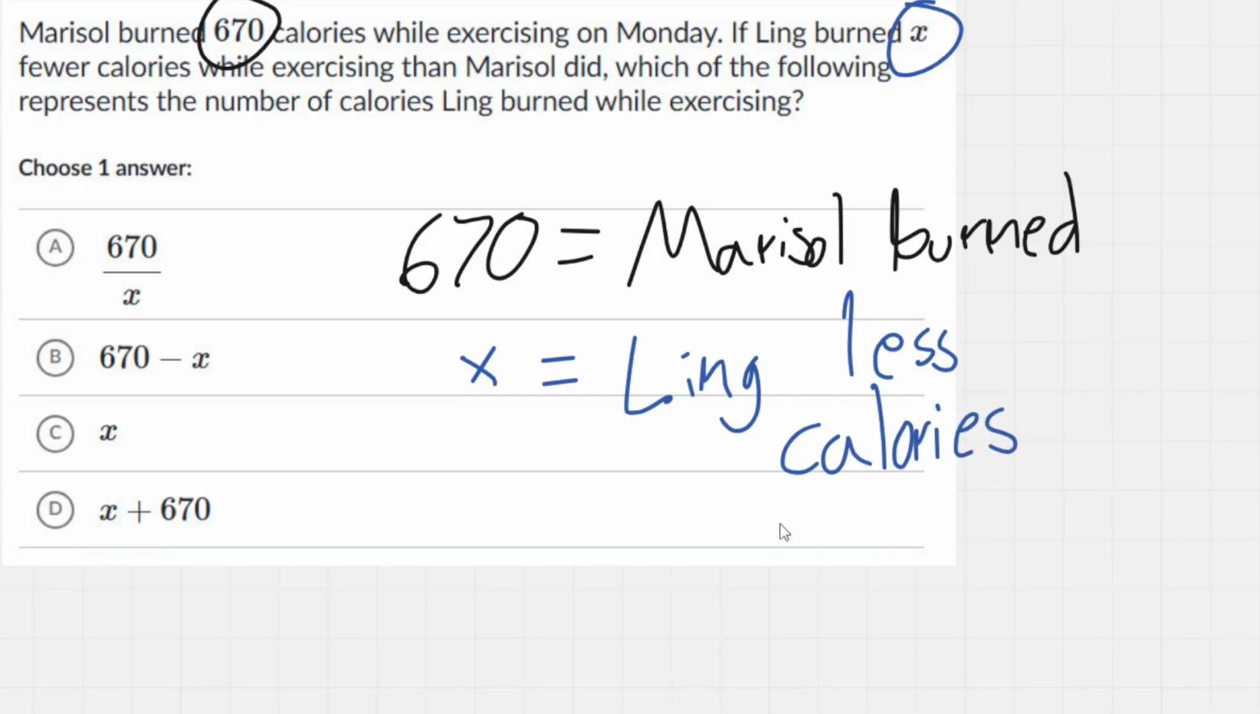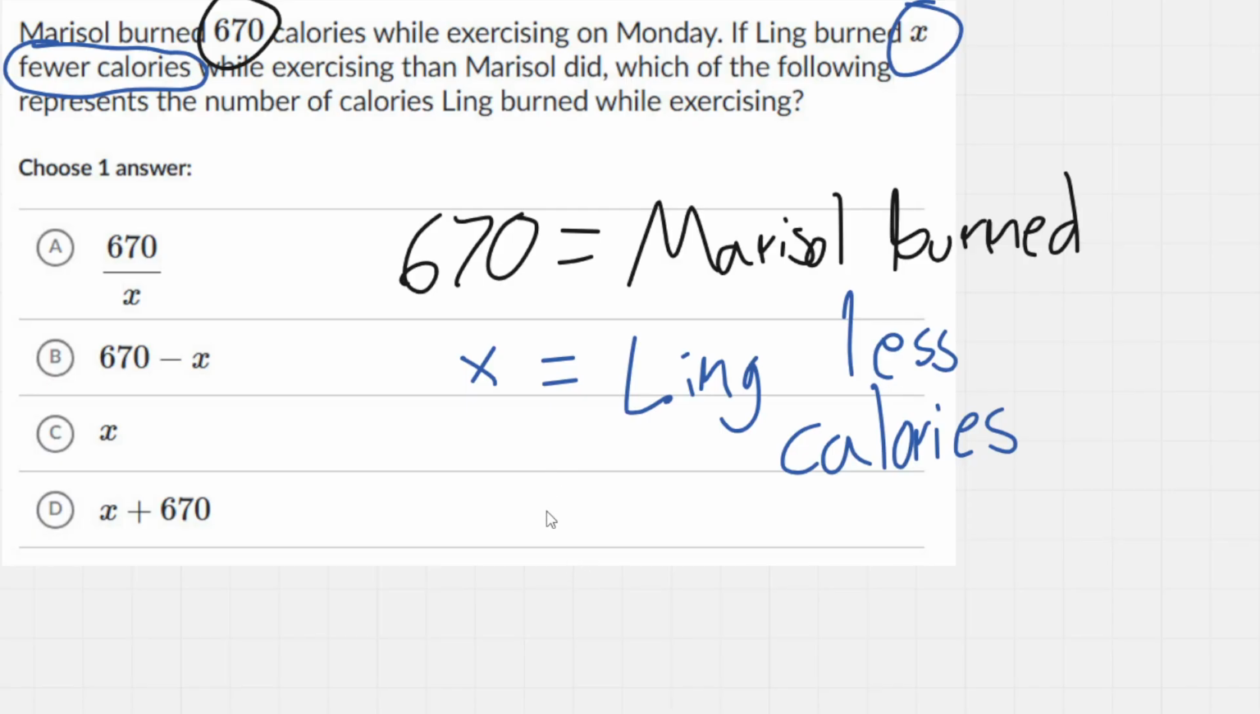It's basically saying that Ling burned fewer calories than Marisol did, because it uses the word fewer. This is the one specific thing that you have to see in this problem. Fewer calories. When it states fewer, you're instantly acknowledging that it's going to be less. It's either going to be a division problem or a subtraction problem, based on how it wants us to interpret it. Generally, though, the word fewer is going to be subtraction.